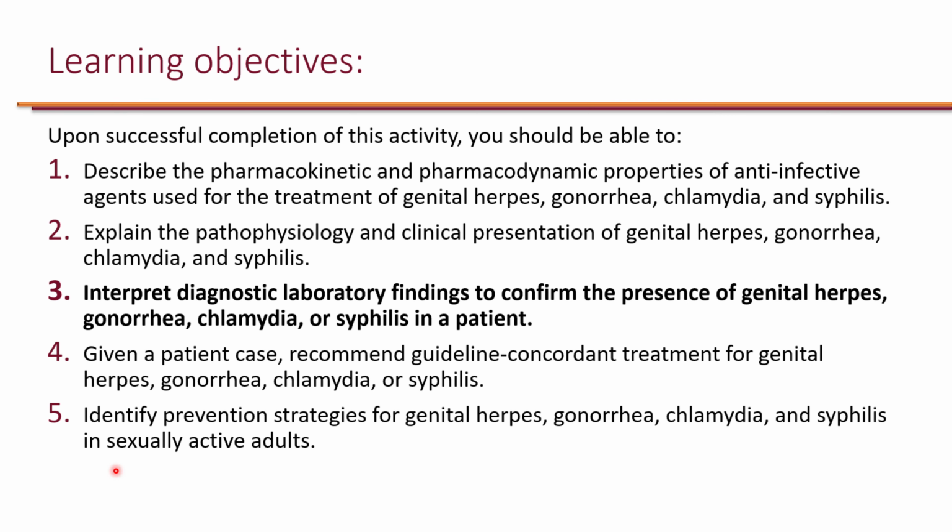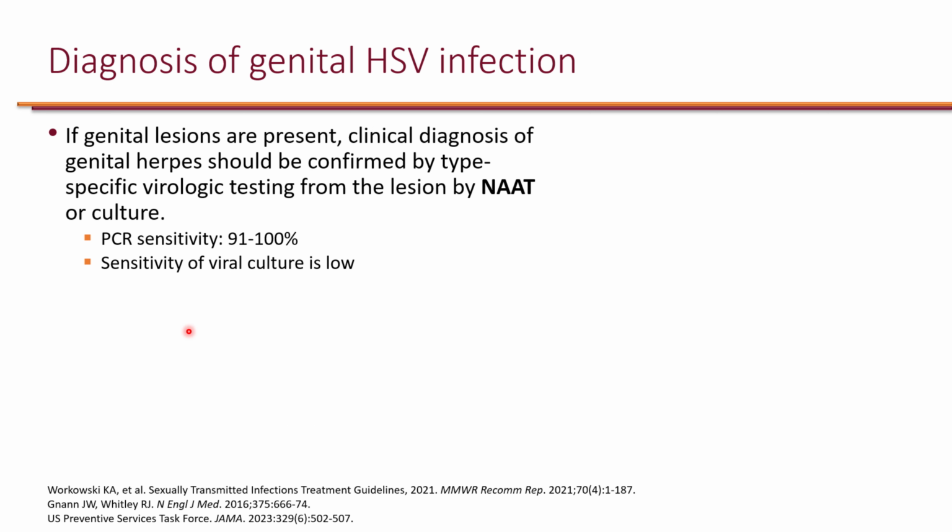We described the pharmacokinetic and pharmacodynamic properties of anti-infective agents used for the treatment of STIs and explained the pathophysiology and clinical presentation of some of these STIs. Now let's interpret diagnostic laboratory findings to confirm the presence of genital herpes, gonorrhea, chlamydia, or syphilis in a patient. Let's take a look at diagnosis of genital herpes simplex virus infection.